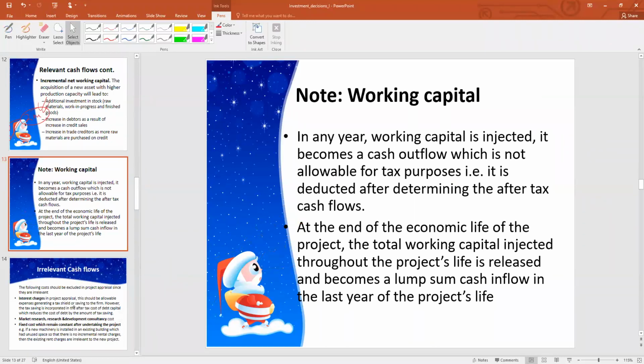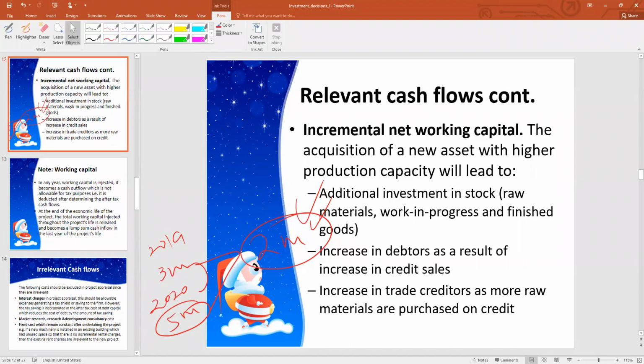Excuse me, sir. Kindly repeat that particular concept, what you just tried to explain. Okay, assume that the company, this is a machine we are going to buy, but already the company has other similar investment in relation to that particular investment. So it's not a new project altogether.